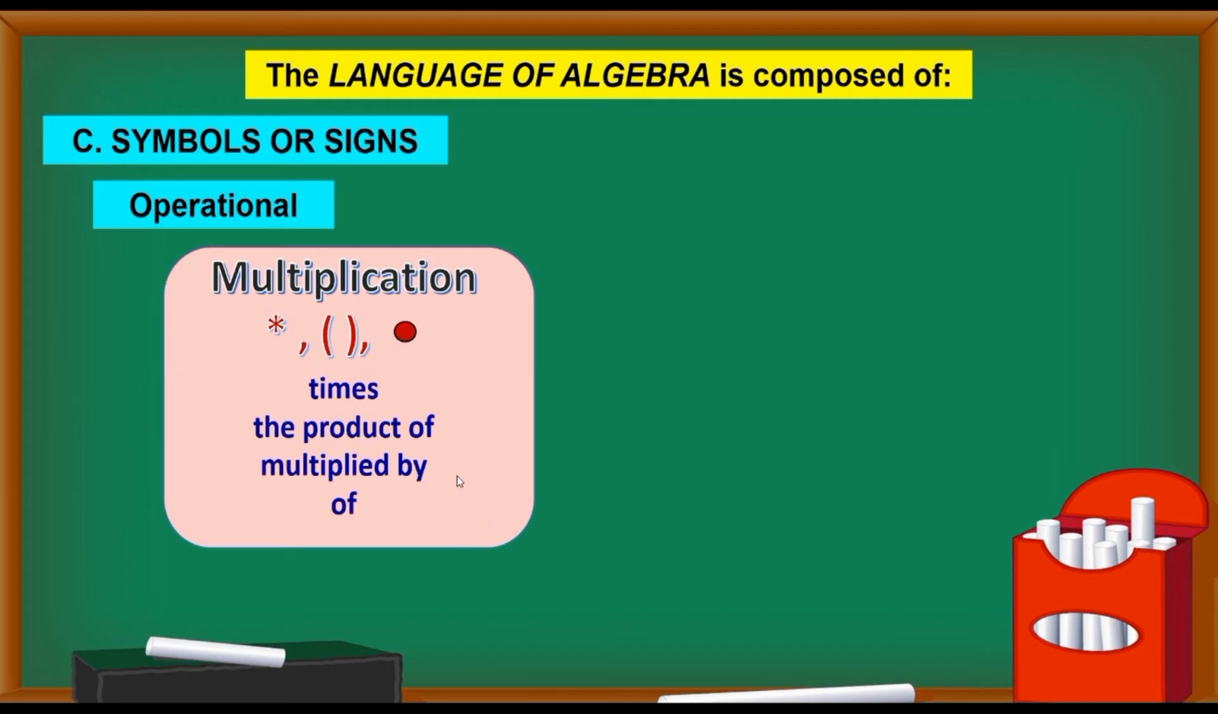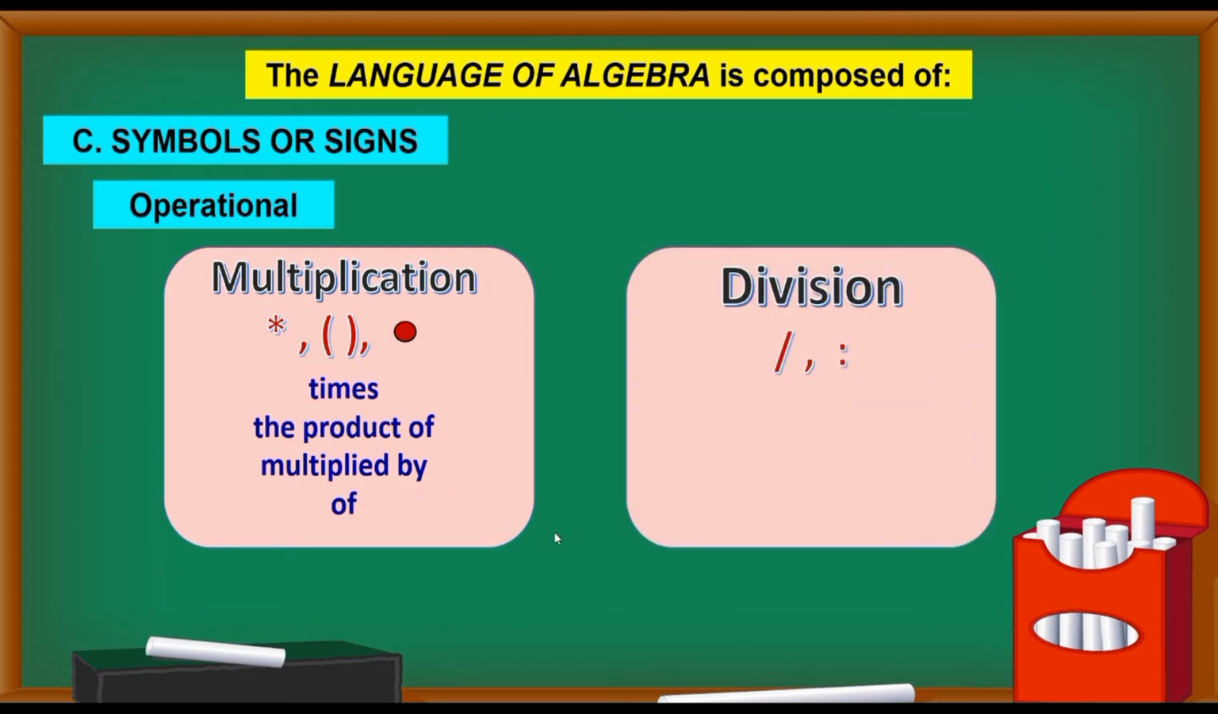So, ito po yung mga term na pwede nating magamit. Yung times, the product of, multiplied by, at saka of. Sa division naman po, ayan, pwede tayong gumamit ng slash o yung tutuldok or colon. Pwede rin po tayong gumamit ng fraction bar. Okay? So, ito naman po yung mga term na ginagamit natin. Divided by, the quotient of, the ratio of, at saka pair.